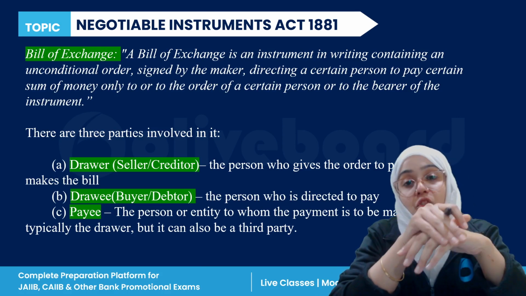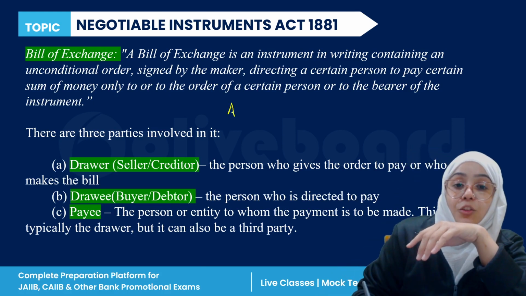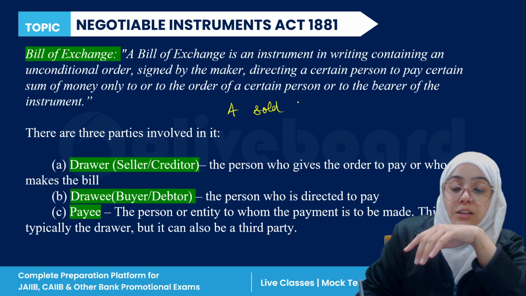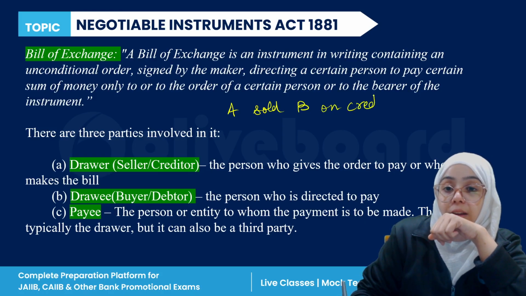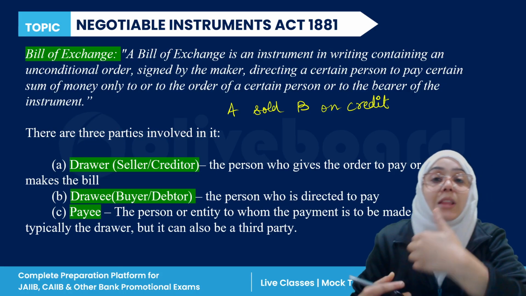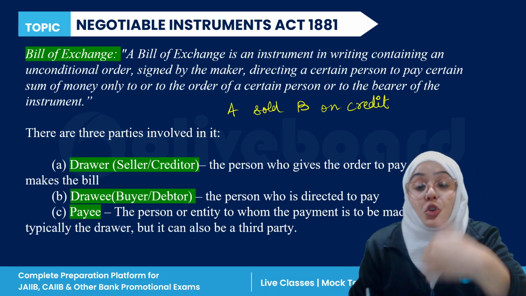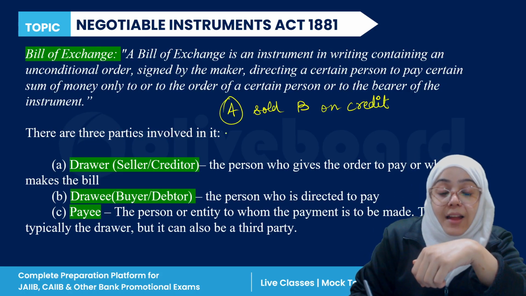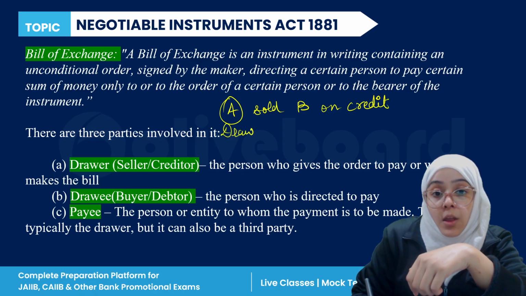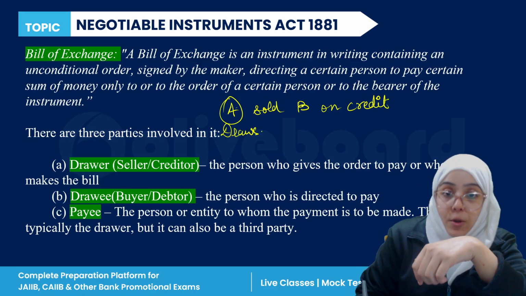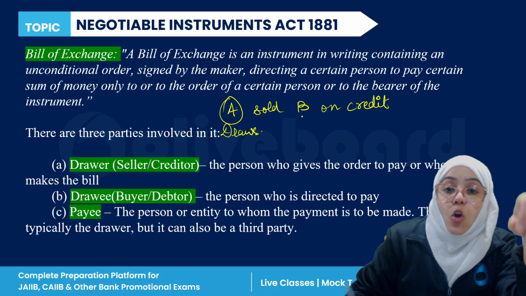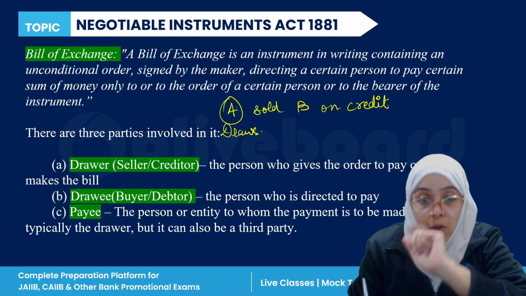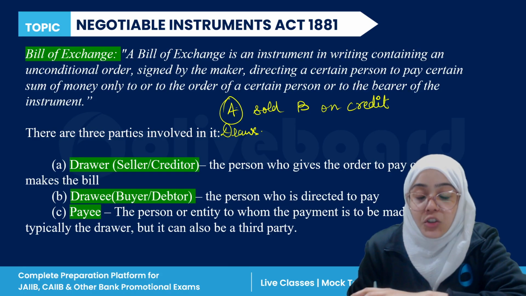Now, what is the bill of exchange? For example, A sold goods to B on credit. Now, to ensure the payment, A draws a bill of exchange on B, instructing B that you have to make payment to A on June 30. This is called a bill of exchange.